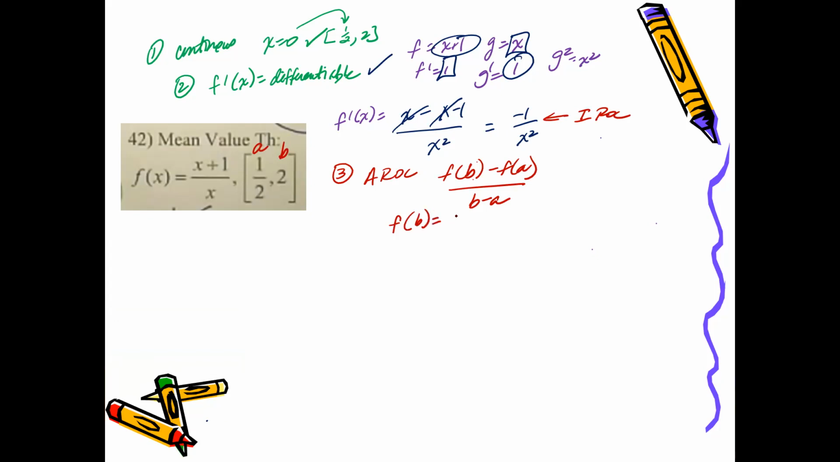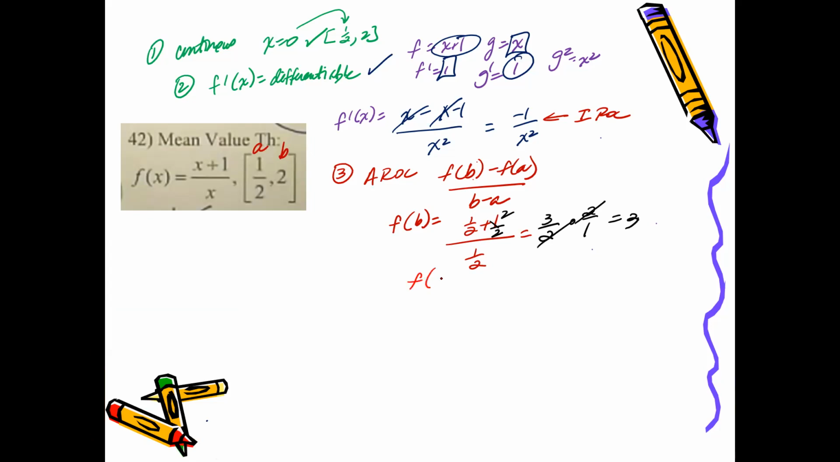f of a is going to be 1/2 plus 1 over 1 over 2. Actually, I should keep it in a fraction. So let's go ahead and find the common denominator. If I make that a 2, the top would be a 2, that's 3 over 2. Divided by 1/2 is the same thing as times 2 over 1, the 2 cancels, and that gives you a 3.